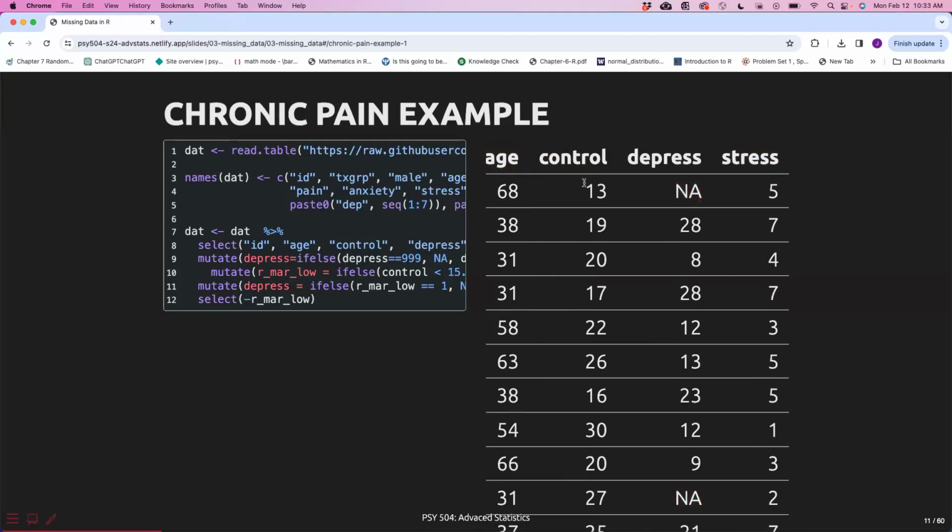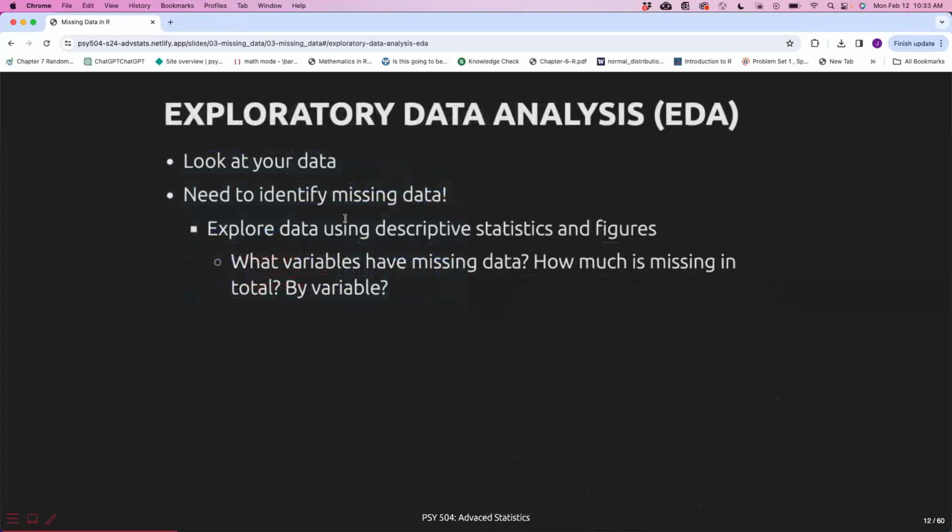How do we figure out what the missingness is correlated with if we didn't already know? I will talk about that. Yep, so that's coming up. So as a first step, before we get into that, we want to look at our data, right? So anytime you have a data set, you want to look at it, and we need to identify missing data as our first part. So we can use descriptive statistics and figures to help us answer these questions.